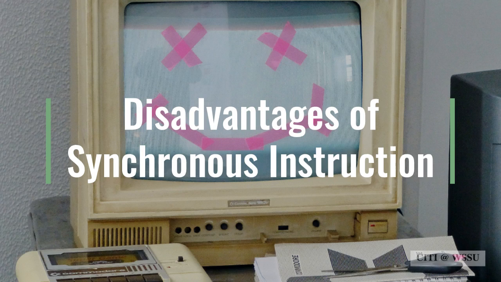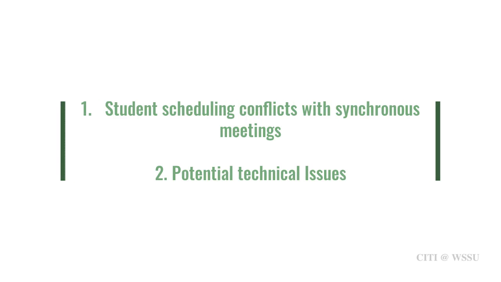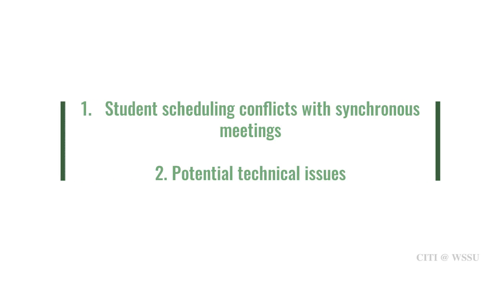Disadvantages of synchronous instruction. 1. Student scheduling conflicts with synchronous meetings. If a student has a hectic schedule, synchronous instruction may not be the best fit for that student. 2. Potential technical issues. Video conferencing platforms such as Zoom may experience connectivity issues with the internet, which will result in a frozen window or disconnection from the application.